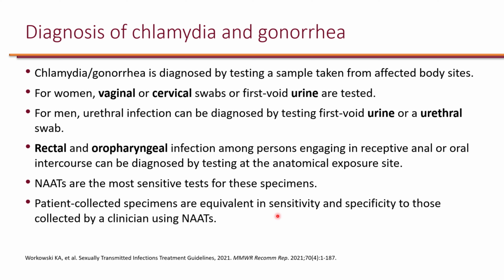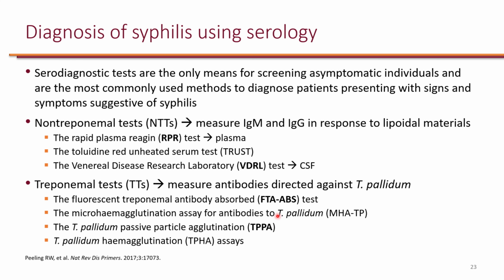Now, when it comes to diagnosis of syphilis, it relies on serology. This is not something that will have a specific specimen, because for the most part, there will not be a specific site. With primary syphilis, you can have some lesions, but outside of that, you're not going to have a specific specimen. So diagnosis relies on serology, so you need blood samples.